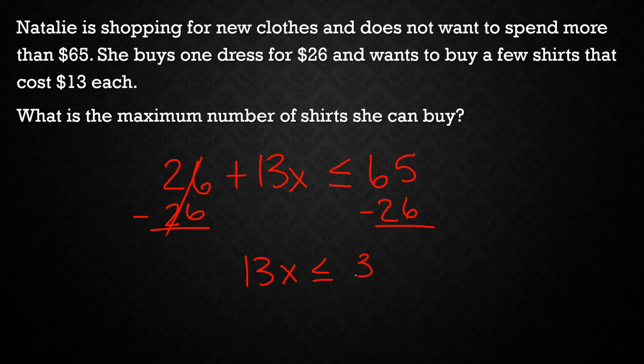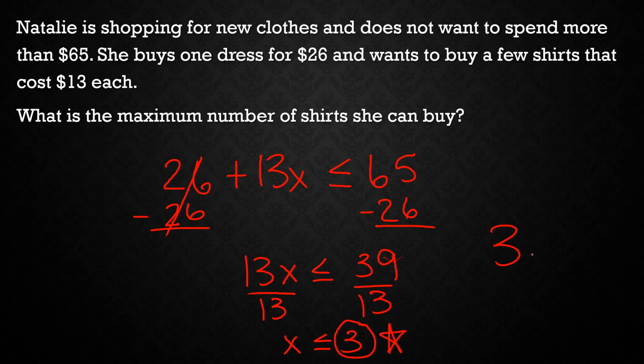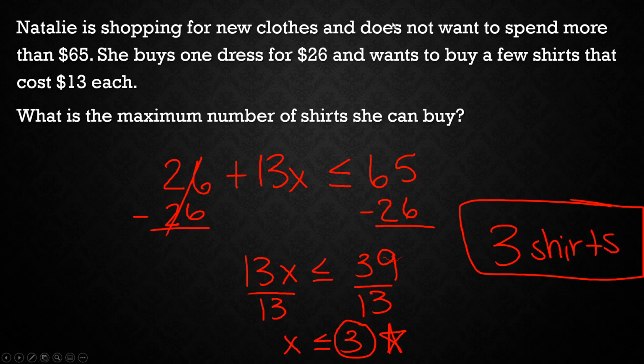And this is going to give us 31, I think. No, that can't be right. 39. There we go. Always double check your subtraction in a calculator if you're unsure. Then to get rid of this 13, opposite of multiplying is dividing. So we're going to divide both sides by 13. And we're going to get x is less than or equal to 3. So that means that the maximum number of shirts she can buy is 3. So she can buy at max 3 shirts.